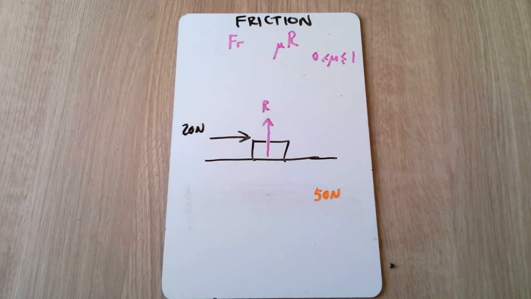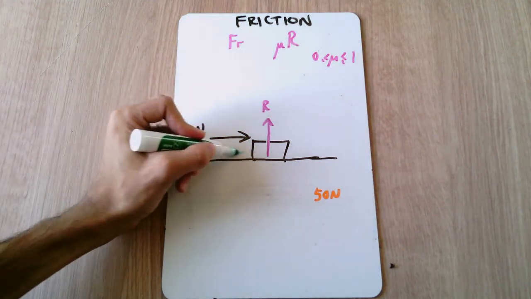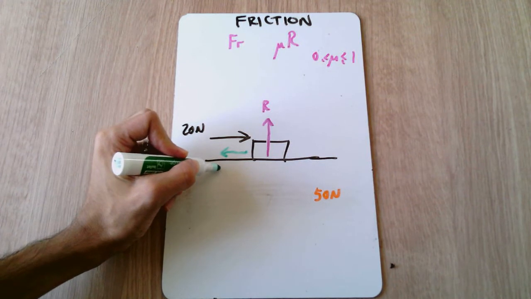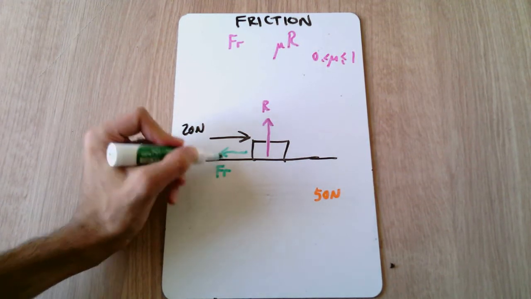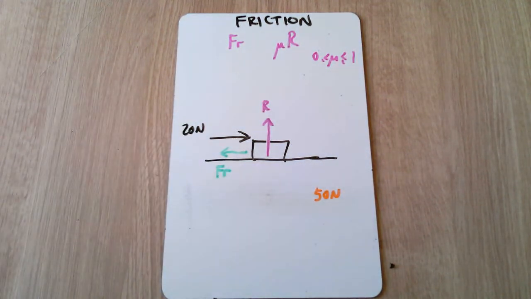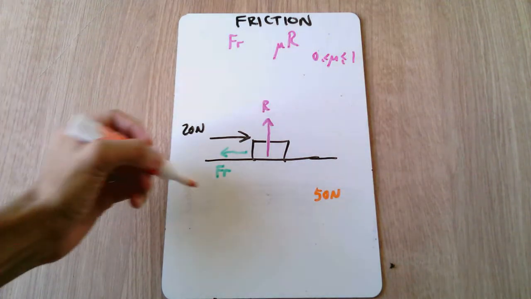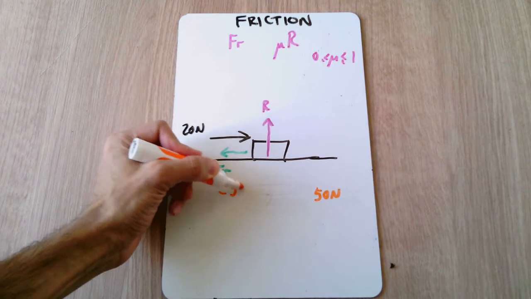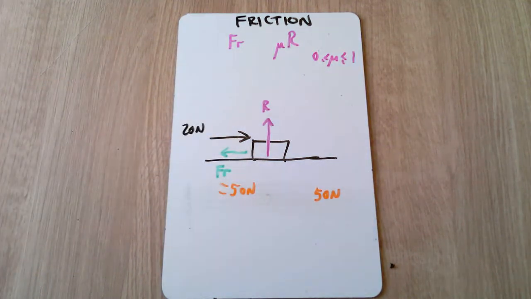Well, friction very clearly will always act in the direction opposite to motion, not opposite to the forces, but opposite to the motion that is taking place. So if we think about this, friction is going to take on a value which we need to work out. Now, a lot of people will say, oh, friction is equal to 50 newtons because mu R is equal to 50 newtons.